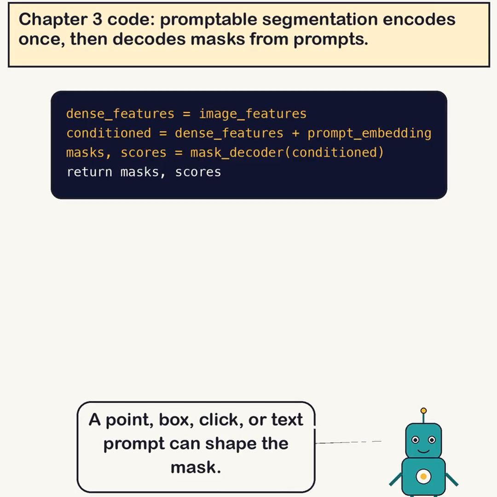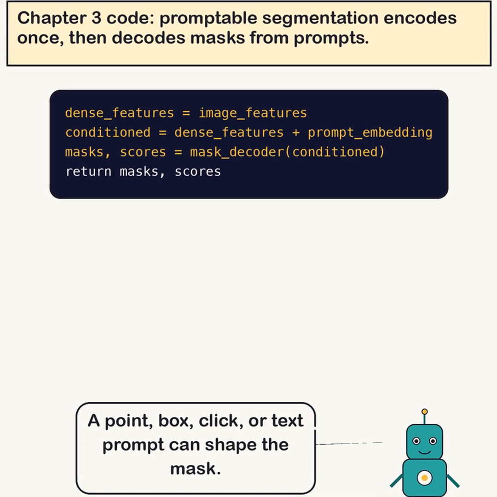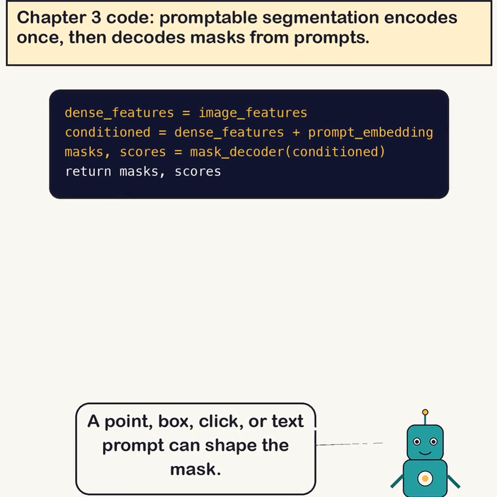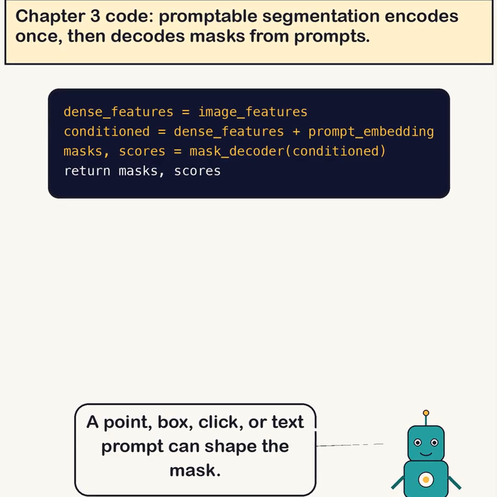Real-world analogy. Promptable segmentation is like asking a careful tailor to cut cloth around exactly the object you point to. A point, box, click, or text prompt can shape the mask.